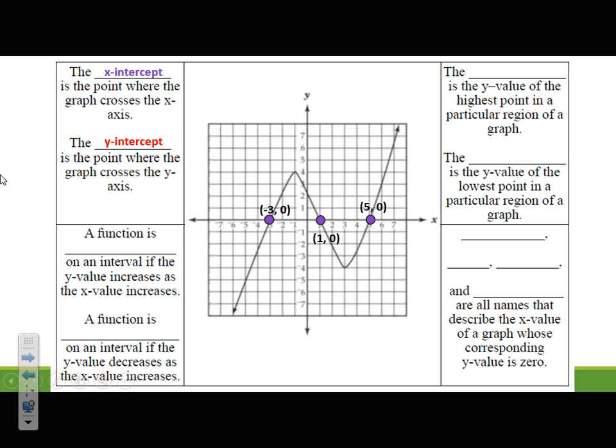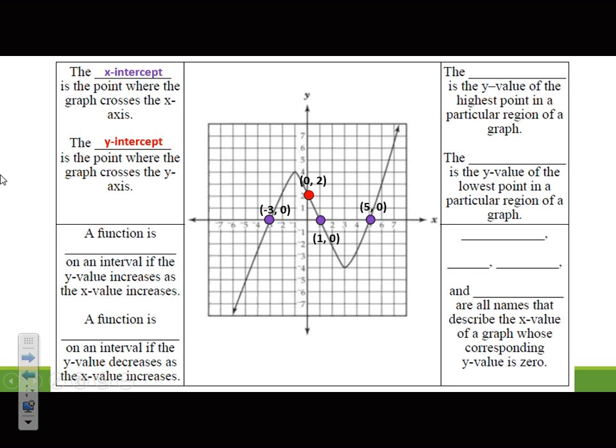The y-intercept is a point where the graph crosses the y-axis. So on this, we have one place, and it is right here at 0, 2. Now, we have our x and y intercepts.